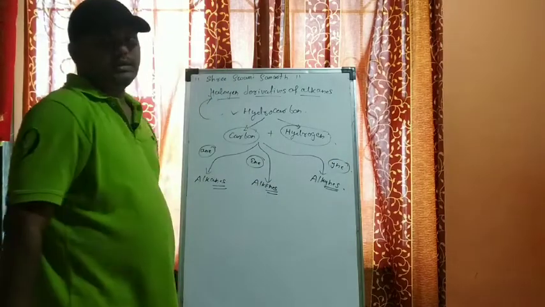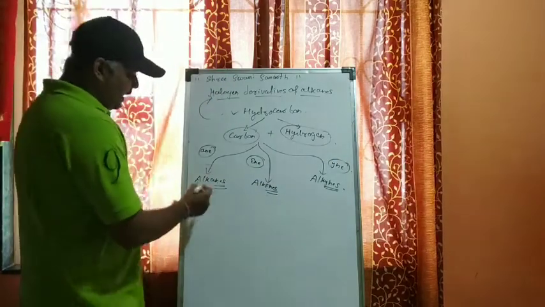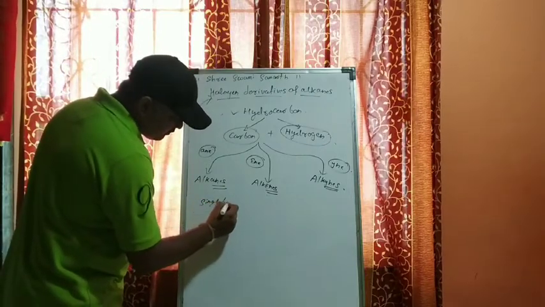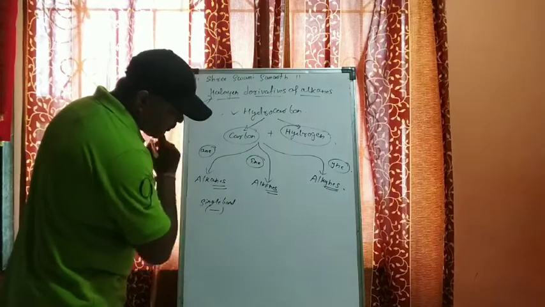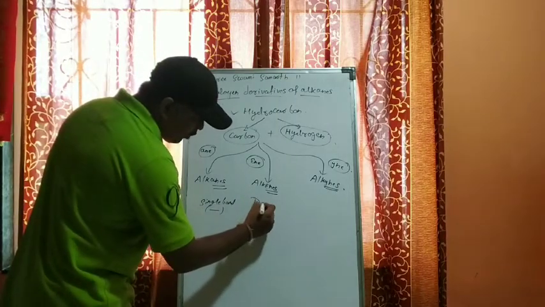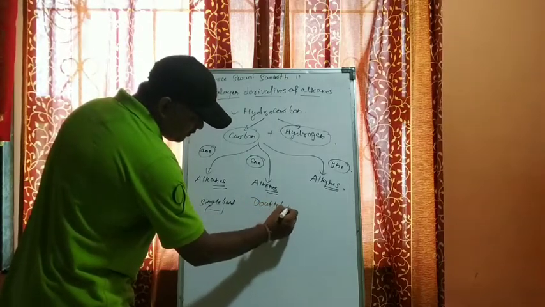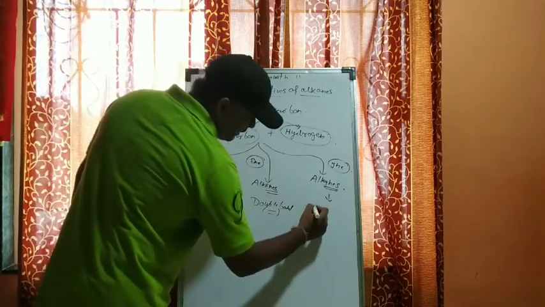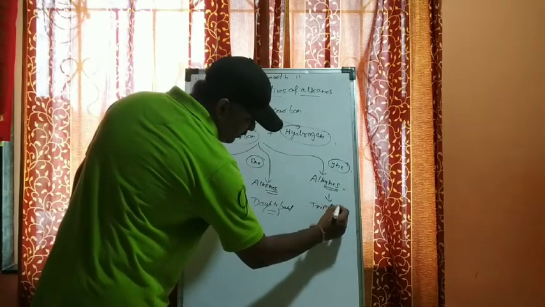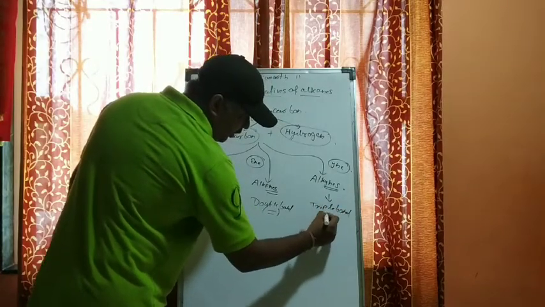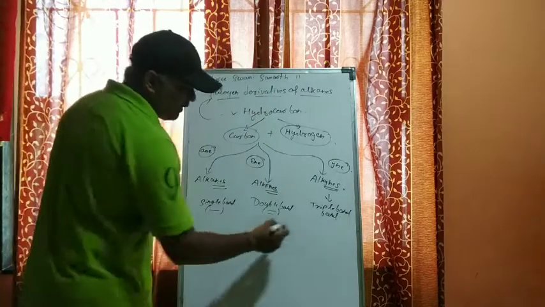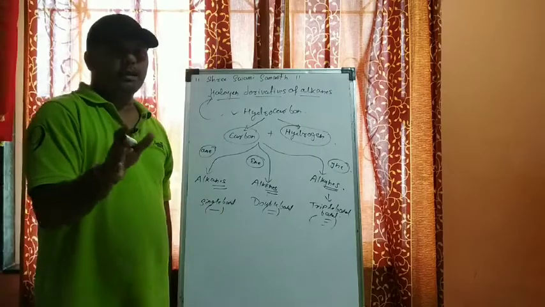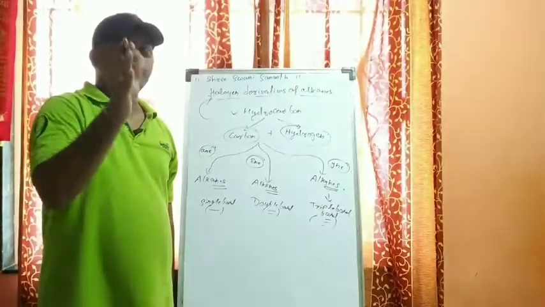Now what is the major difference between these? Alkanes contain a single bond. Alkenes contain a double bond. And alkynes contain a triple bond. This is very important. Last year we had learned about the bonds also. You might be remembering it: single bond, double bond, triple bond.